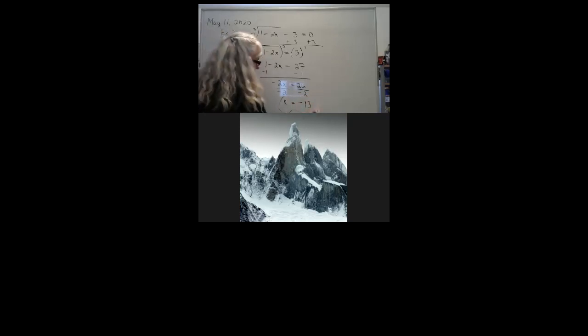I need to check it. Before I call it good, we're going to plug that back into the original equation just to make sure everything is working. Over here is my check. I have 1 minus 2 times that negative 13, and that's all underneath the cube root. Negative 2 times negative 13 gives me a positive 26. 1 plus 26 gives me a positive 27. And sure enough, the cube root of 27 is 3. So back in the beginning, 3 minus 3 would equal 0. So that works too.